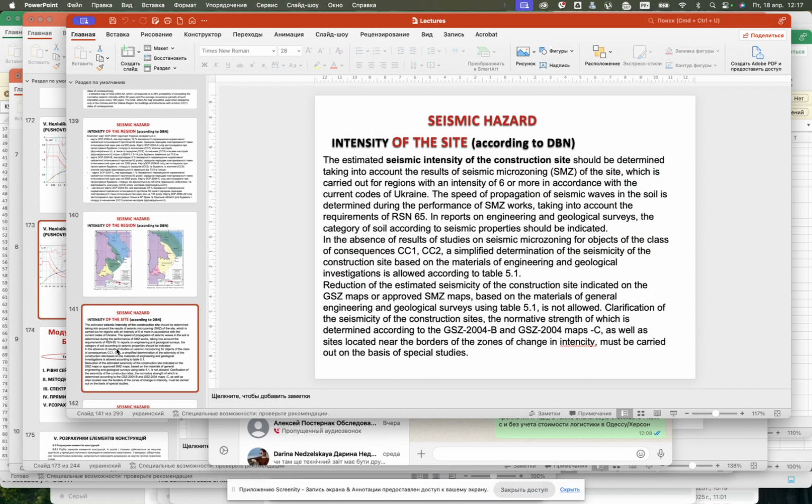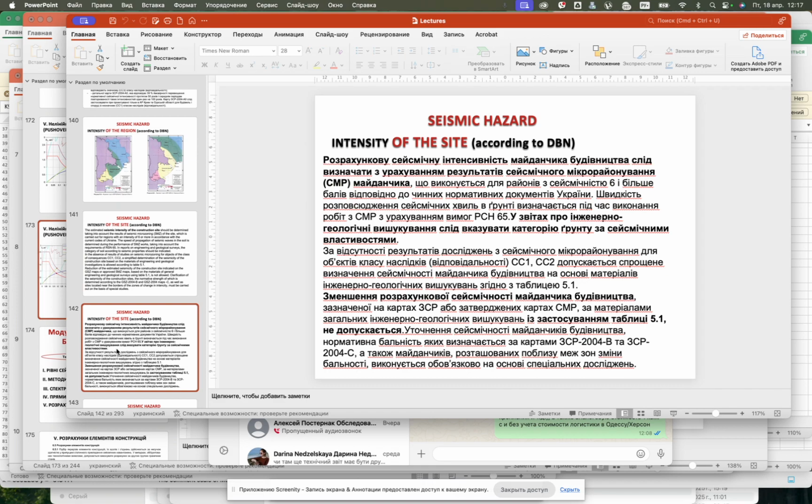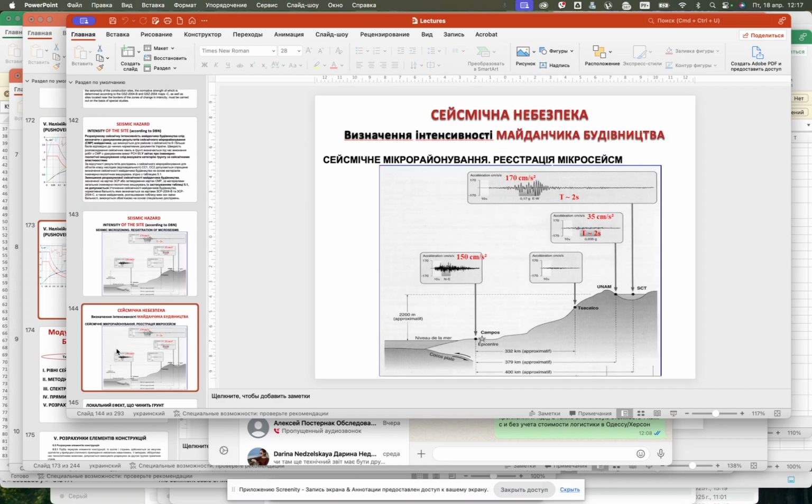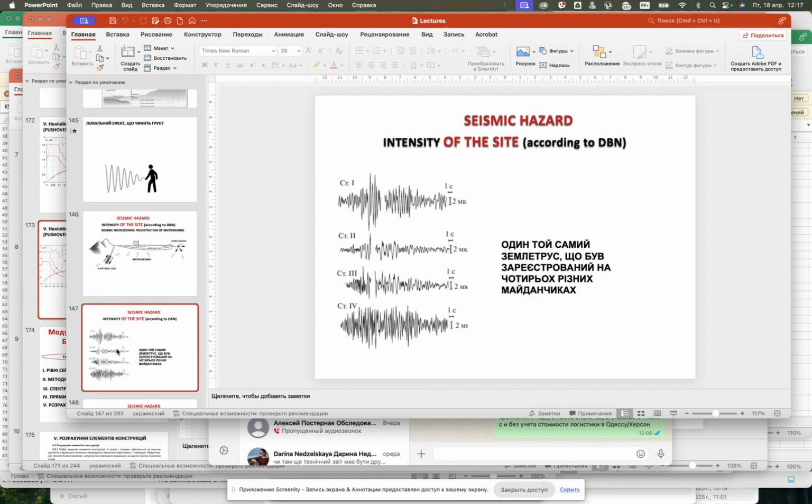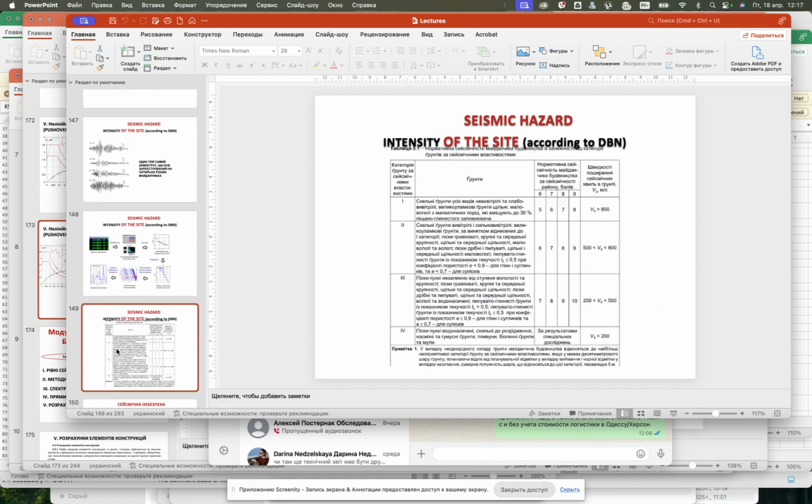The next step to define the seismicity of the exact site is to make a seismic microzoning. It is a process of definition of the properties of the soils on the exact construction site, but this work is expensive enough. So, in other cases, for CC1 or CC2 consequence class buildings, we can also use this table.